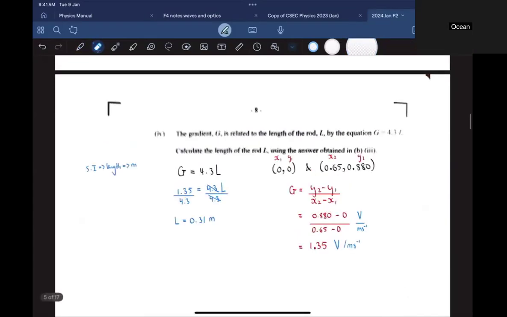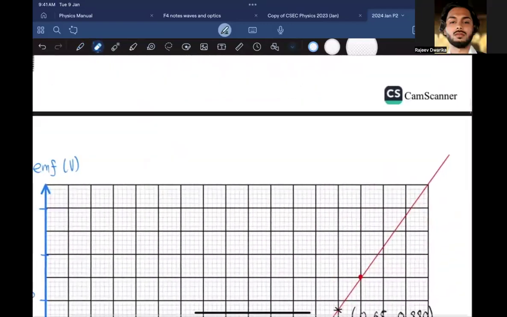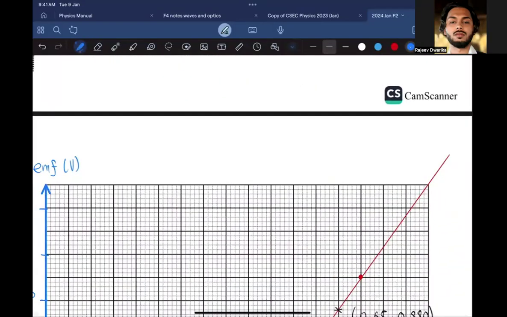Yes, sir. Okay, word. And we didn't finish this, right? In physics, you need to have a title for your graph. So for the title, I'm going to say graph of induced EMF, V, against speed of movement, which is in meters per second.